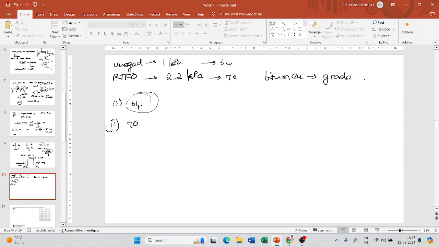Now let us take the other way around. In this case, you are the person in the lab who is in charge of grading the bitumen which is given to you. Now let us go the other way around and say that you are the contractor and you've been asked to lay the road in a particular place. So now you have to ask for a particular grade of bitumen, right?